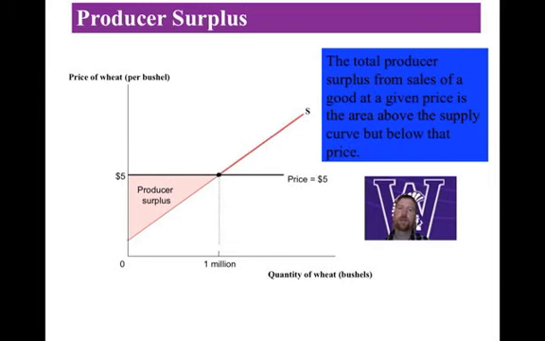So here's the producer surplus. You can see the supply curve. If the price is $5, then anything $5 and below to the supply line is the producer surplus.